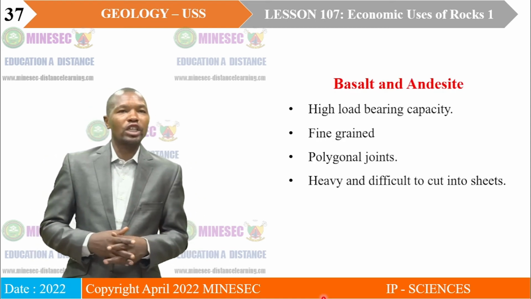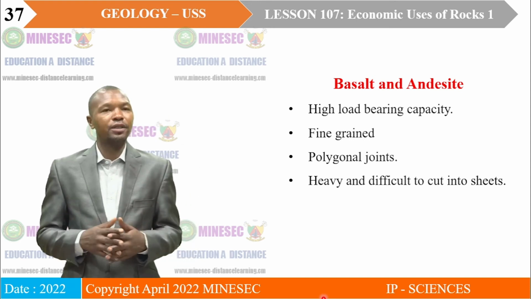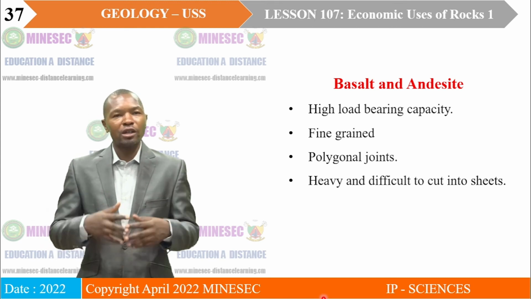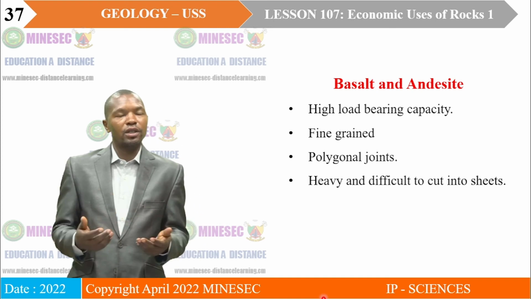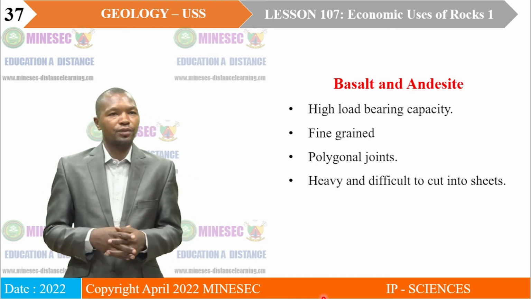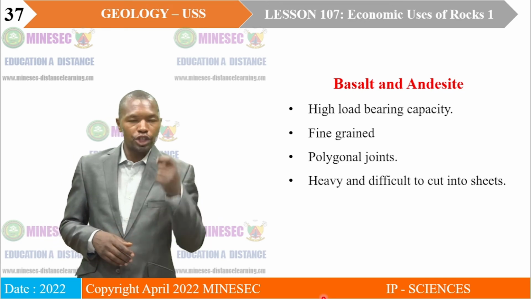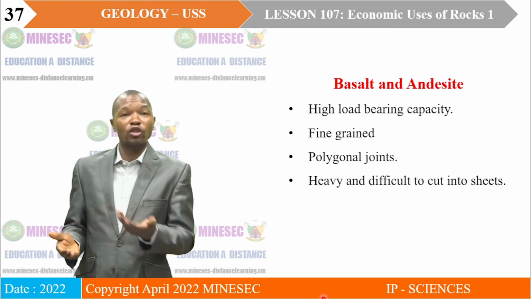We have basalt and andesite. The characteristics: they have high load bearing capacity. They are fine-grained and have polygonal joints. These polygonal joints facilitate their extraction. Then they are heavy and difficult to cut into sheets. If they are easily cut into sheets, then they become roofing stone.